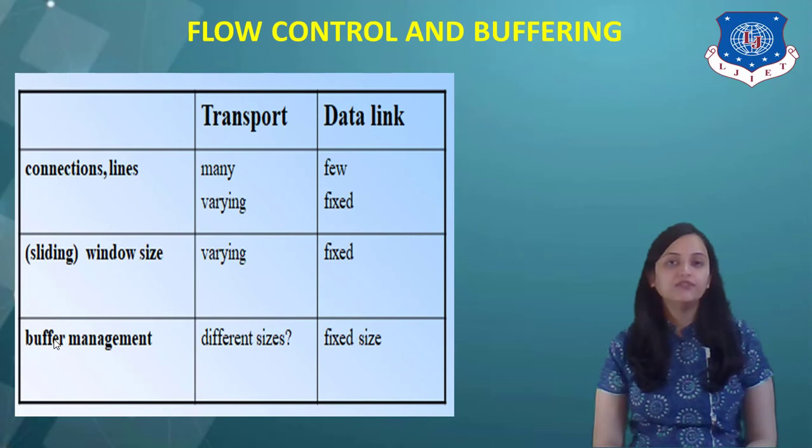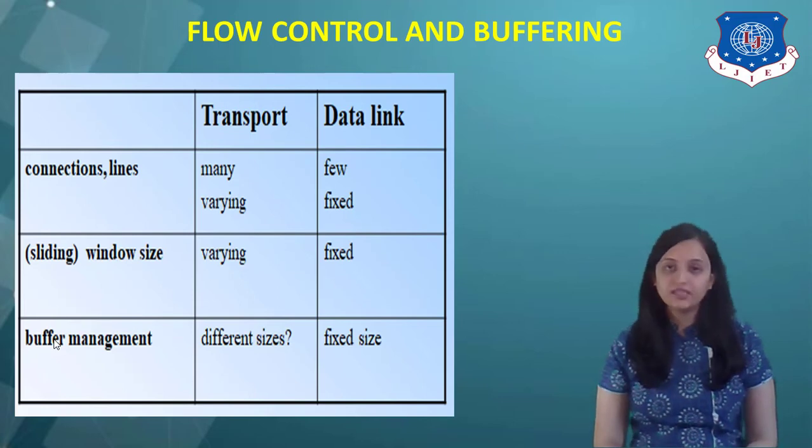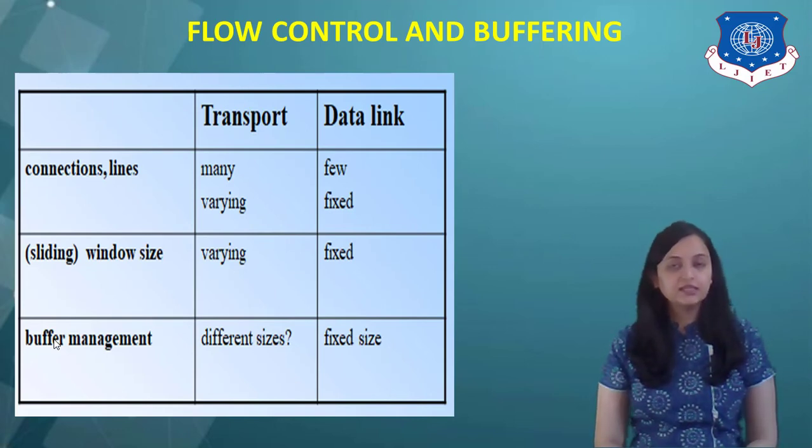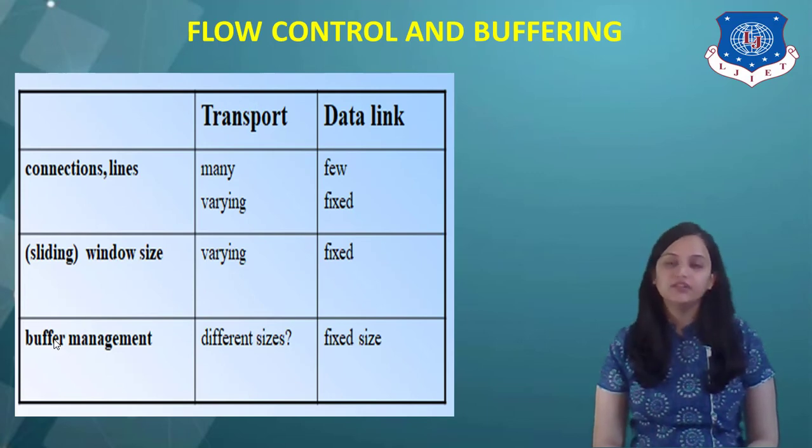Next is sliding window size. Window size is variable in the transport layer, whereas it is fixed in the data link layer. That means throughout the transmission, the window size remains the same in the data link layer. Next is buffer management. For buffer management, there are different sizes in the transport layer, whereas in the data link layer we had fixed size buffers. So these are the differences between flow control and buffering for the transport layer and the data link layer.